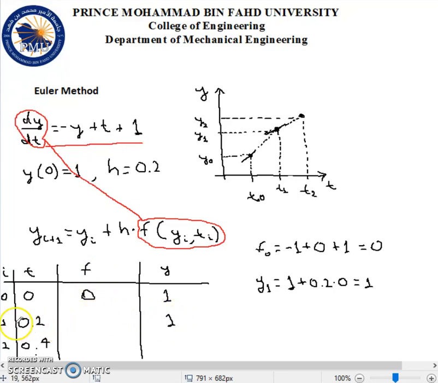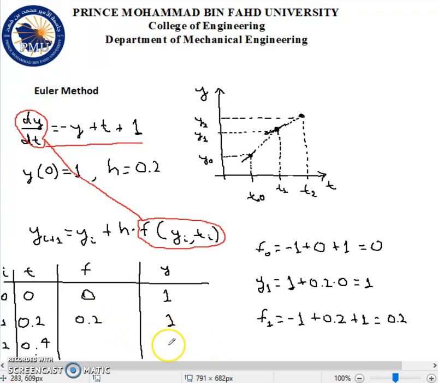Okay, let's find the slope at point 1. So f1 equals, here's our equation for the slope f, minus y, so minus 1, plus t, where t is 0.2, plus 1, which equals 0.2. So let's write here 0.2.